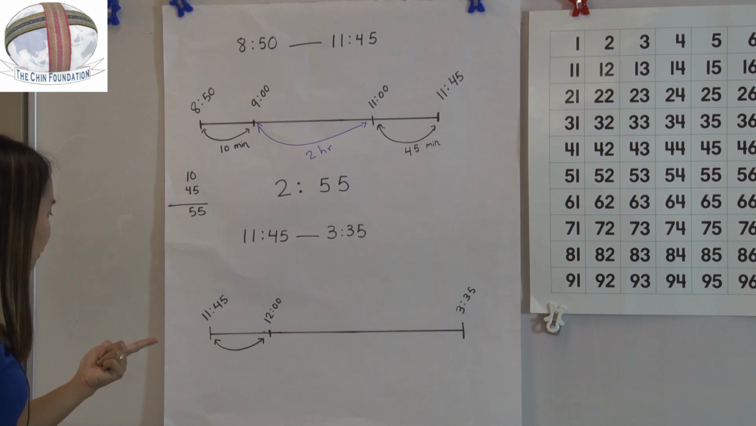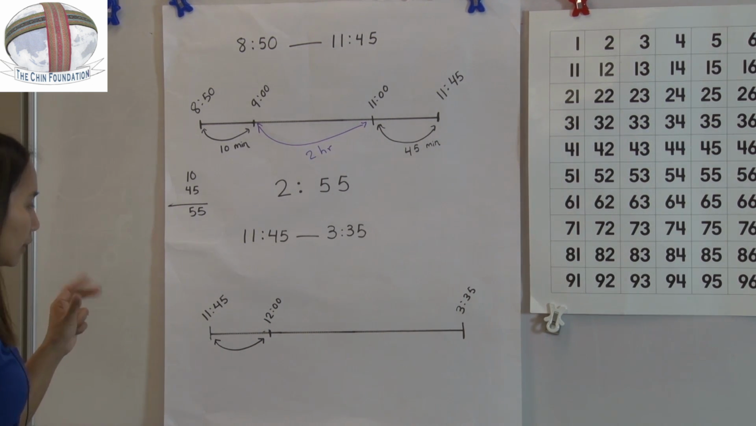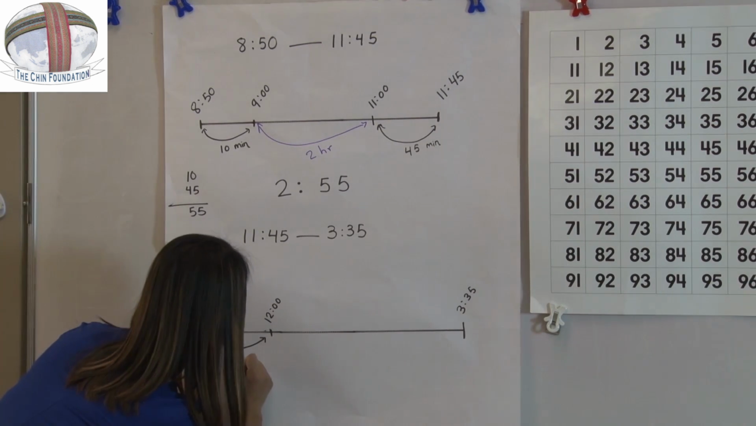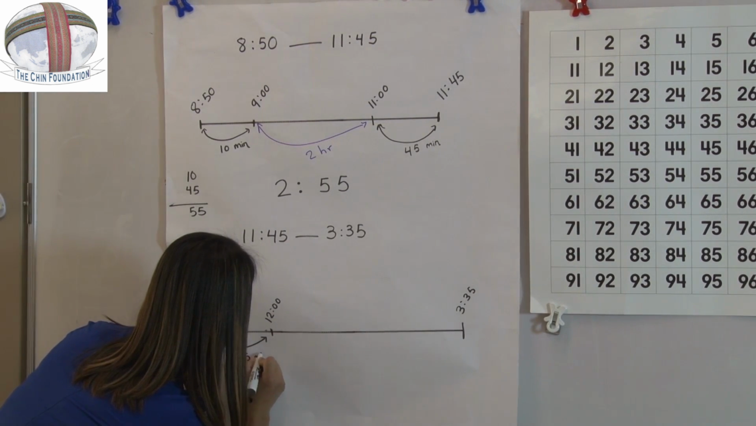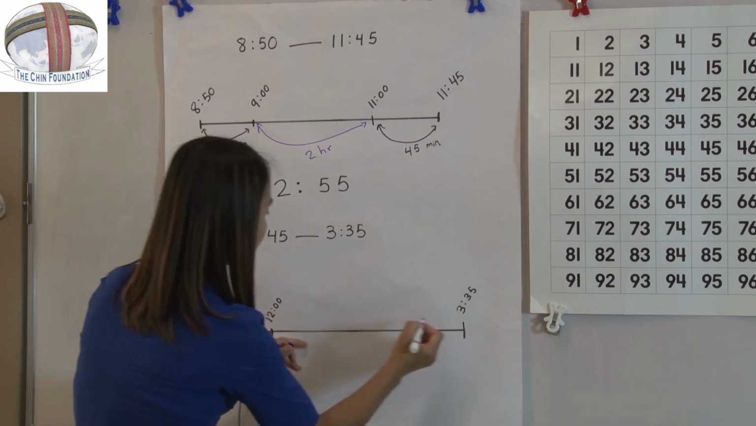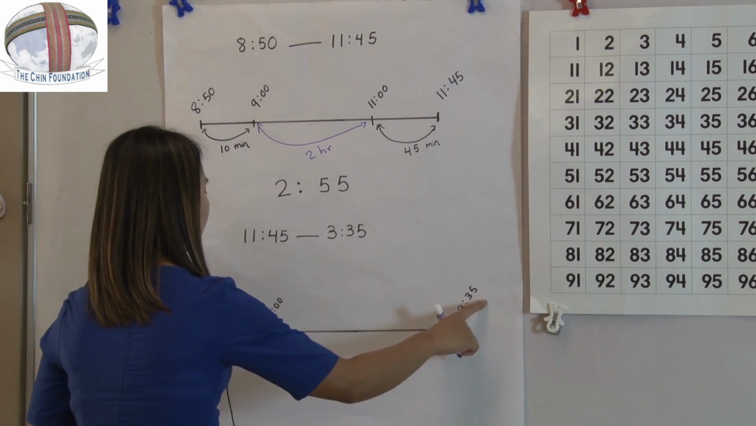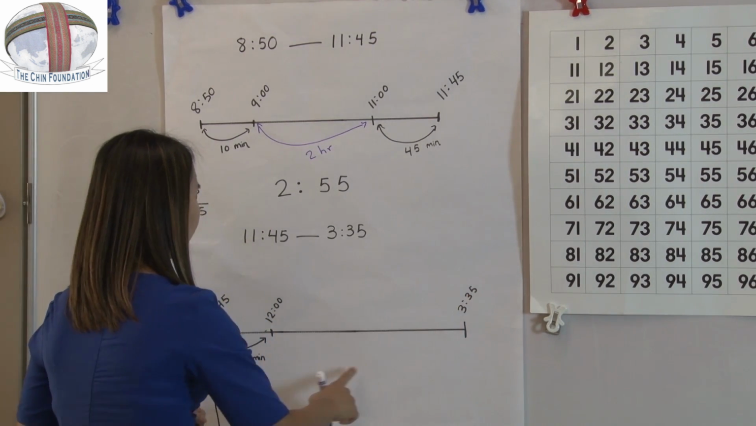60, which is 15 minutes, okay? 15 minutes. Now we need to round up to the closest hour. So 3:35.